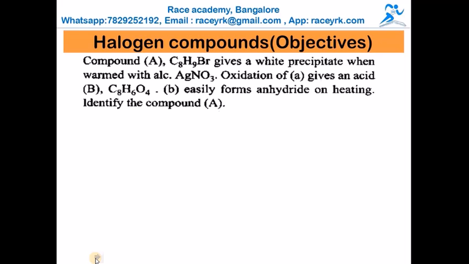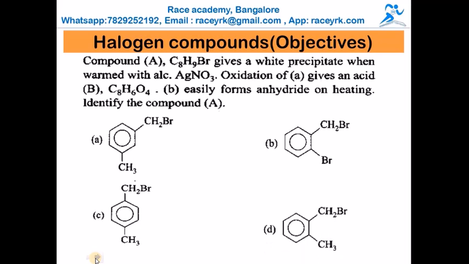A compound A, C8H9Br, gives a white precipitate when warmed with alcoholic AgNO3. Oxidation of this A gives an acid B, that is C8H6O4, and B easily forms anhydride on heating. Then identify the compound B. So what is this compound? What is the secret in this one? Let us see the options. We have 4 options.